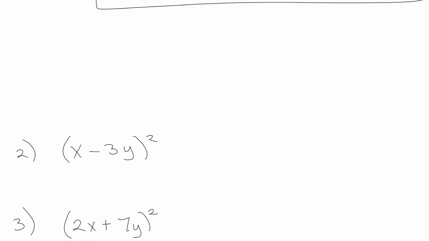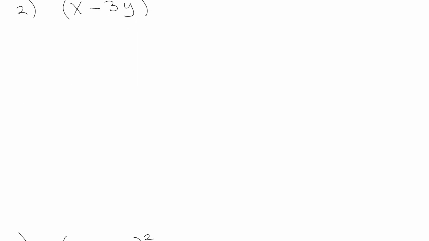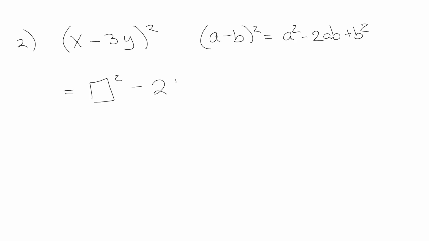All right. So let's try this next one. See how that goes. All right? So I have x minus 3y squared. Now, if you remember, we had something that said a minus b quantity squared was equal to a squared minus 2ab plus b squared. So I'm just going to use that because I can. So it's first thing squared minus 2, first thing, second thing, plus second thing squared.